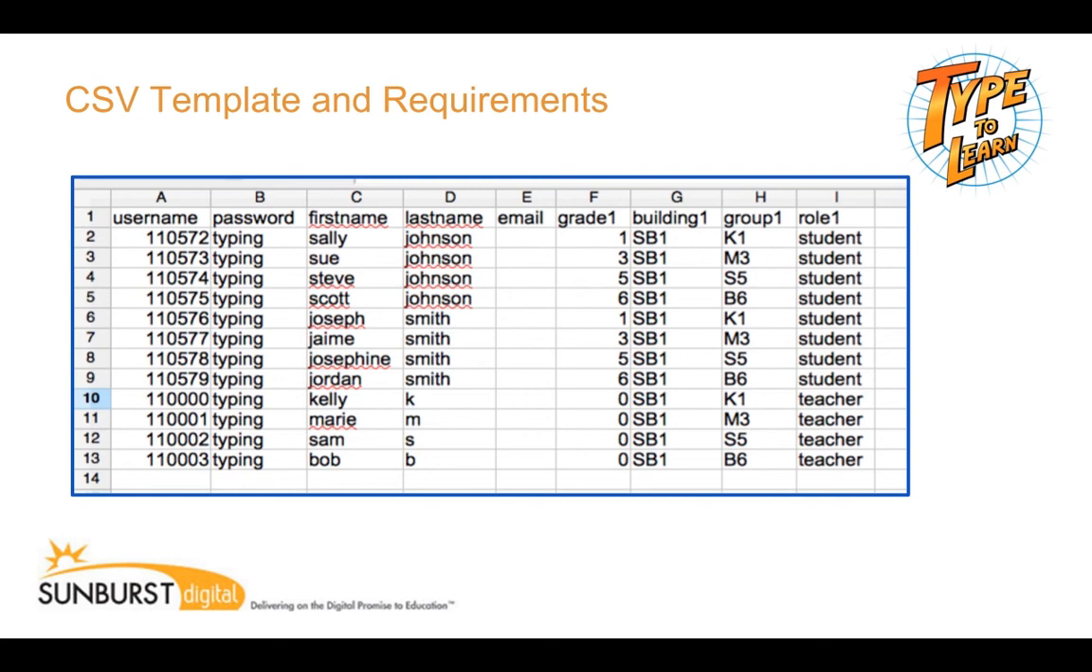As you can see from this example, we are uploading the Johnson and Smith students, along with 4 teachers. There are 2 students in Mrs. K's class and group, and there are 2 students in Mrs. M's class or group, and so on. Once this CSV file is uploaded, then Mrs. K will be able to adjust the settings of Sally Johnson and Joseph Smith, whereas Mrs. M will be able to adjust the settings of Sue Johnson and Jamie Smith. Only the admin can adjust settings of any user.